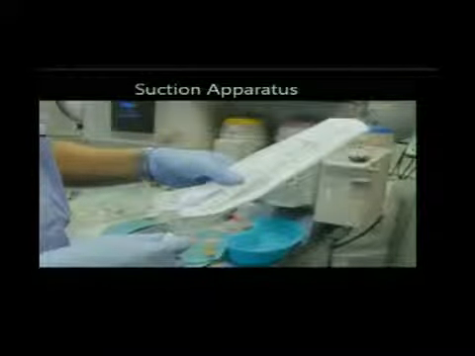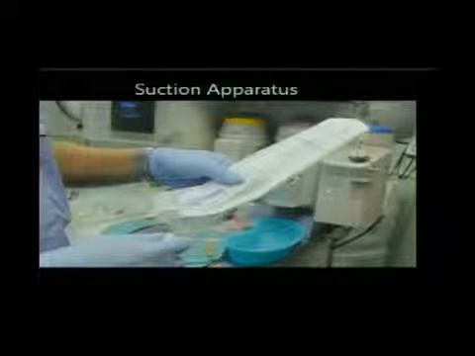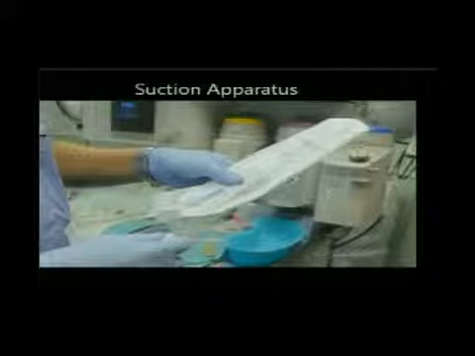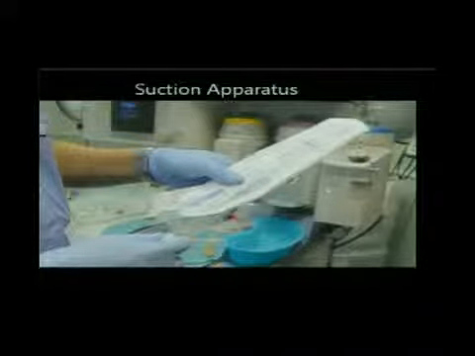We now turn to suction apparatus. Suction apparatus is essential because one of the most feared complications of anesthesia is if the contents of your stomach get into your lungs. Your stomach has acid. The acid is intended to break down your food. If that acid gets into your lungs, it starts to break down the lungs as though that was food.